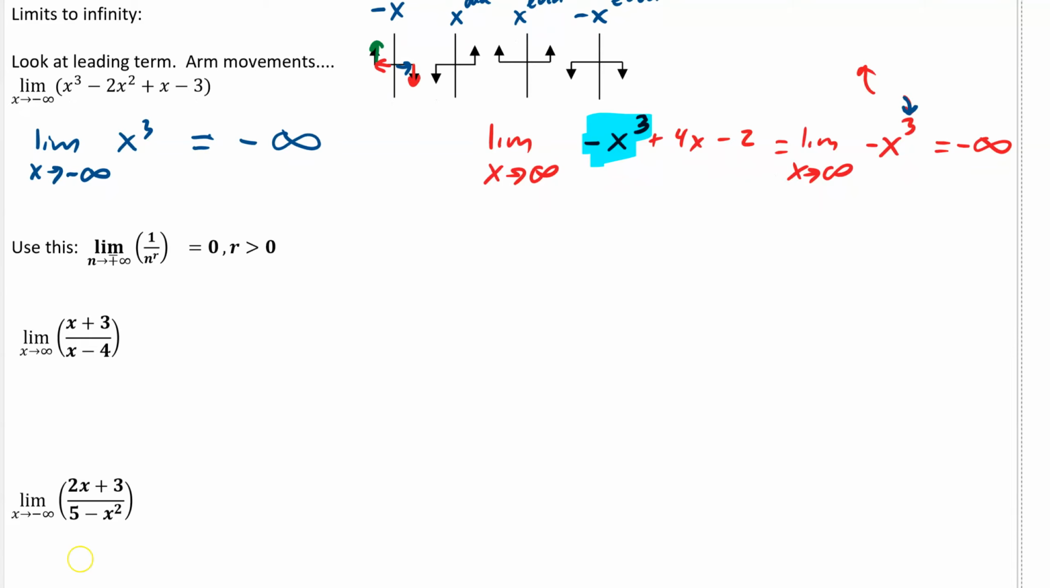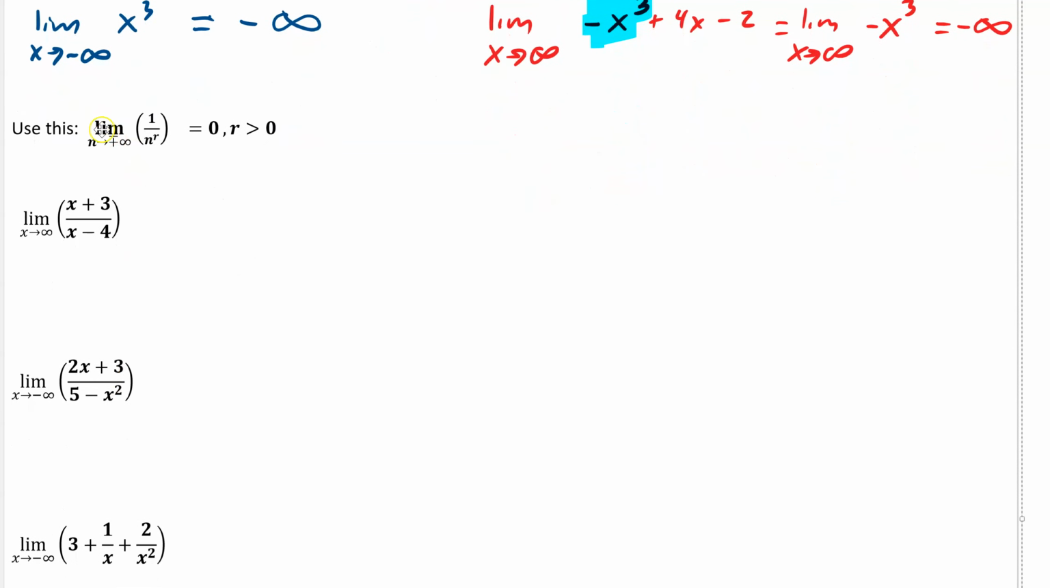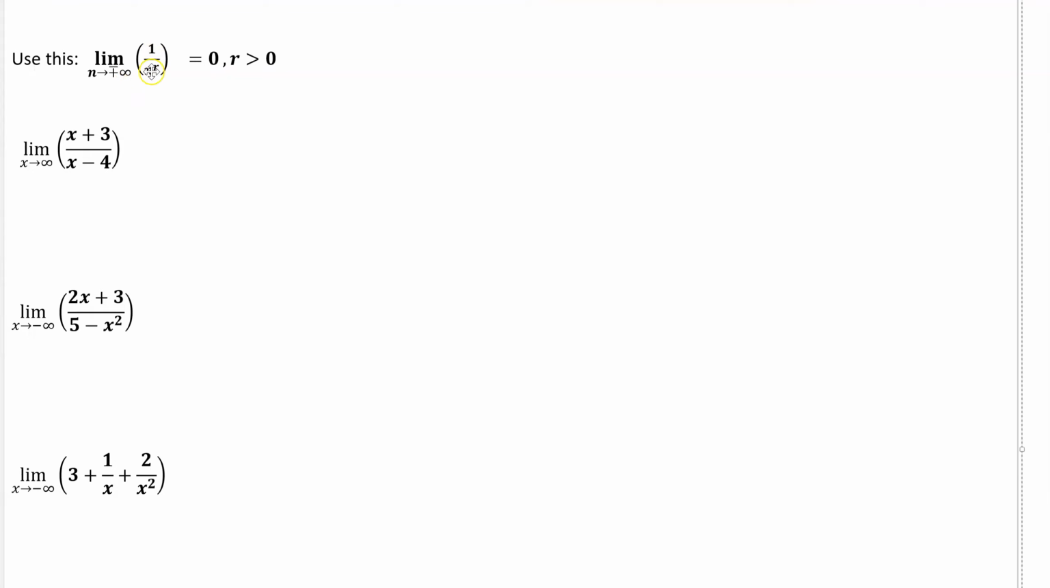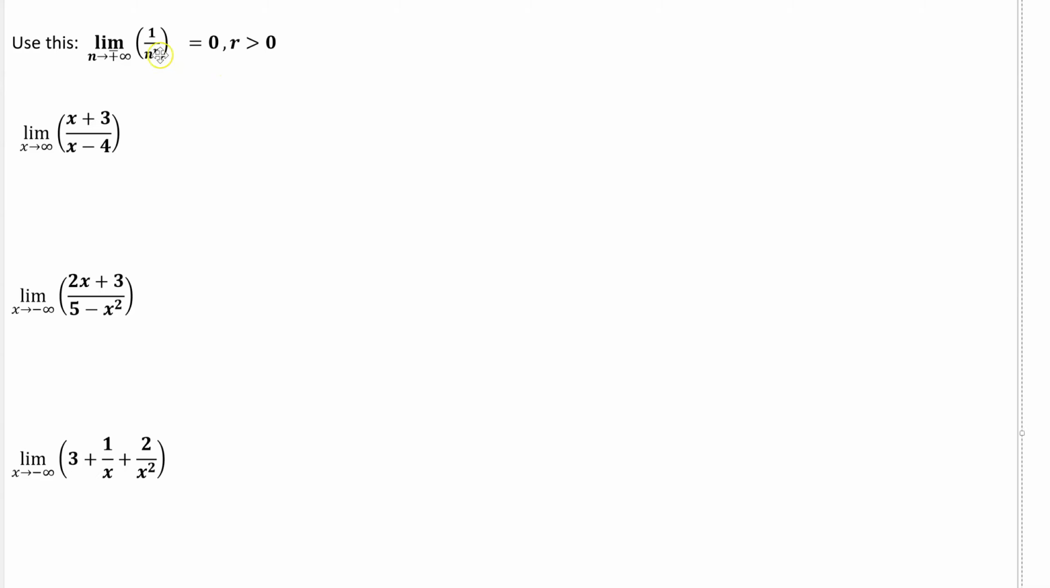All right, let's try rationals now. With rationals, we're going to be using this limit law. The limit as n approaches plus or minus infinity of 1 over n to the r is equal to 0 as long as r is greater than 0. It's very important that r is greater than 0, because if r was not greater than 0, then what we would end up with is 1 over n, right?